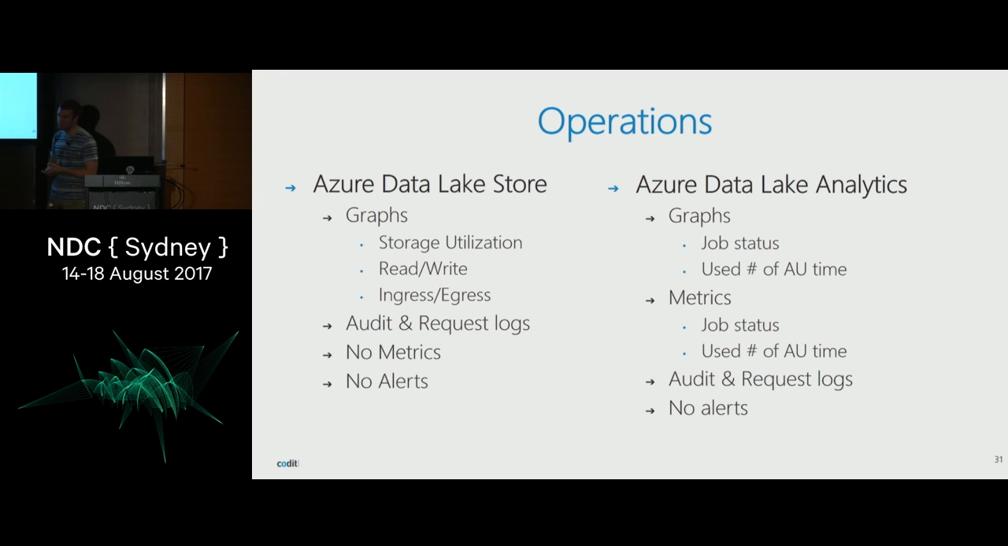And then we have Data Lake Analytics, where we also have the graphs, where we can see the amount of failed jobs, succeeded jobs, cancelled jobs, etc., and the evolution of the used analytics unit time. And we also have metrics of those, but we don't have alerts on it, which is not perfect in my opinion, because I want to have an alert if a job fails. For example, if I schedule certain jobs on a daily basis, I don't want to log in and check every morning.